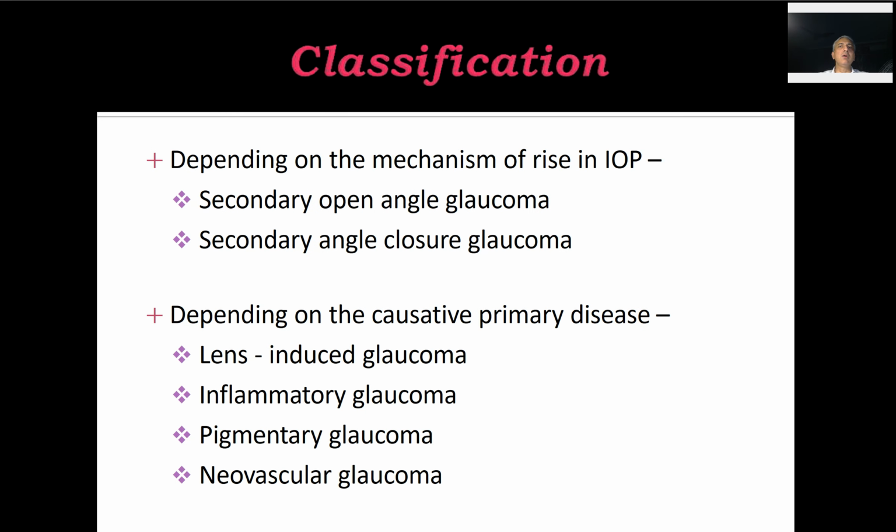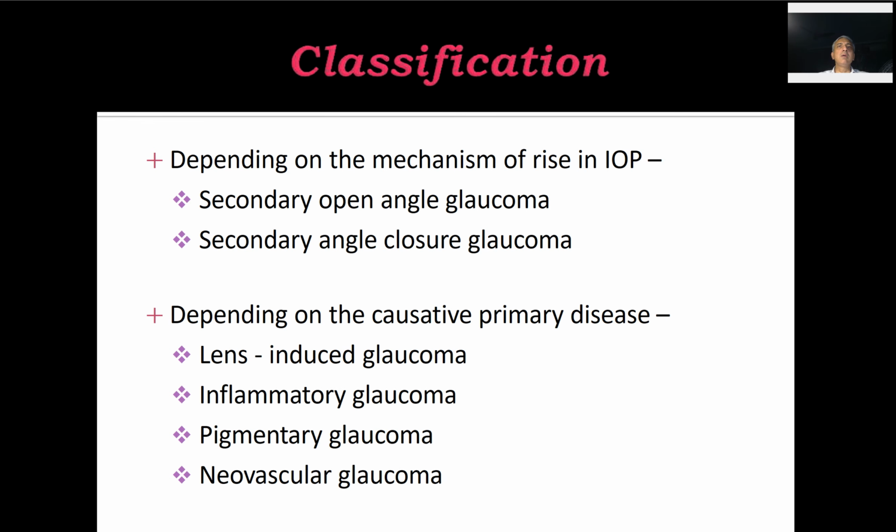One is depending on the mechanism of rise in intraocular pressure, which is secondary open-angle glaucoma or secondary angle closure glaucoma, while the second classification is depending on the causative primary disease, which includes either due to the lens, which is lens-induced, due to inflammation or uveitis, which is inflammatory glaucoma, because of pigment release in the anterior chamber from the iris. That's called pigmentary glaucoma.